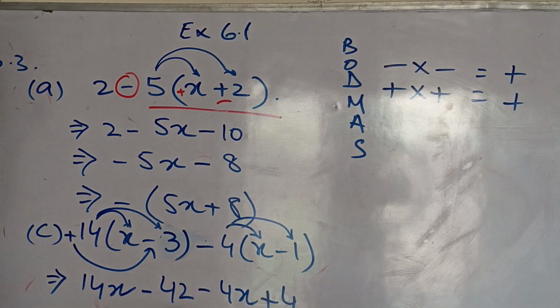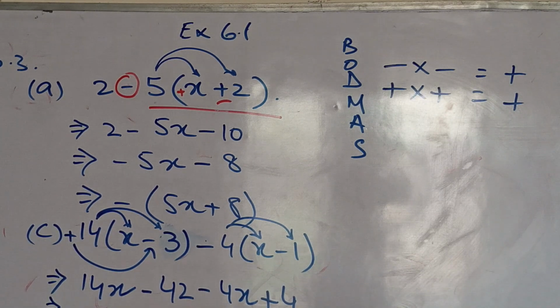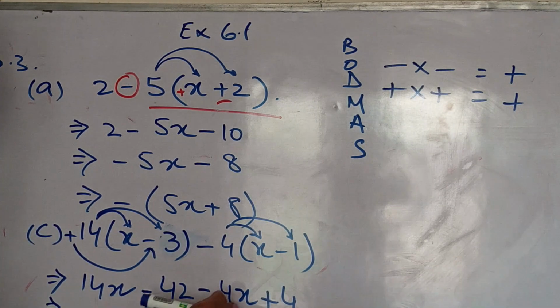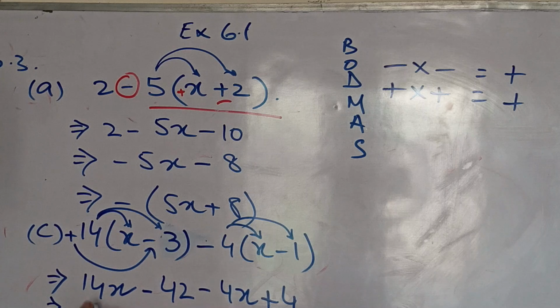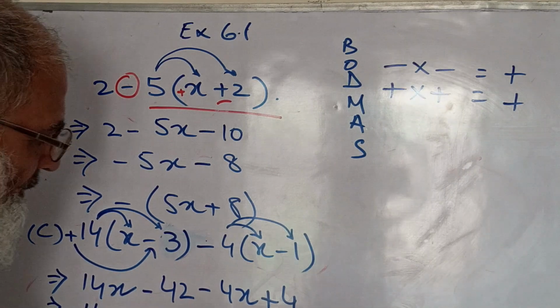Understood? Now what we will do, we will collect all the x's together and all the constants together. Now here it is 14x, here it is minus 4x, and then 42 plus 4.